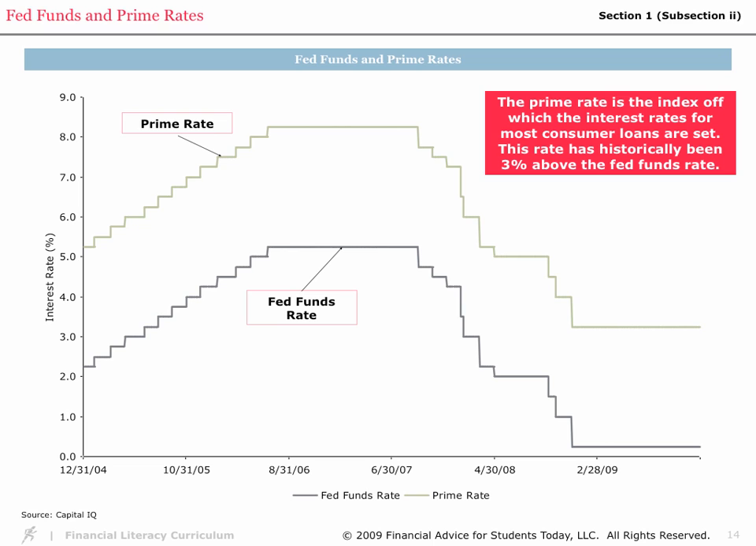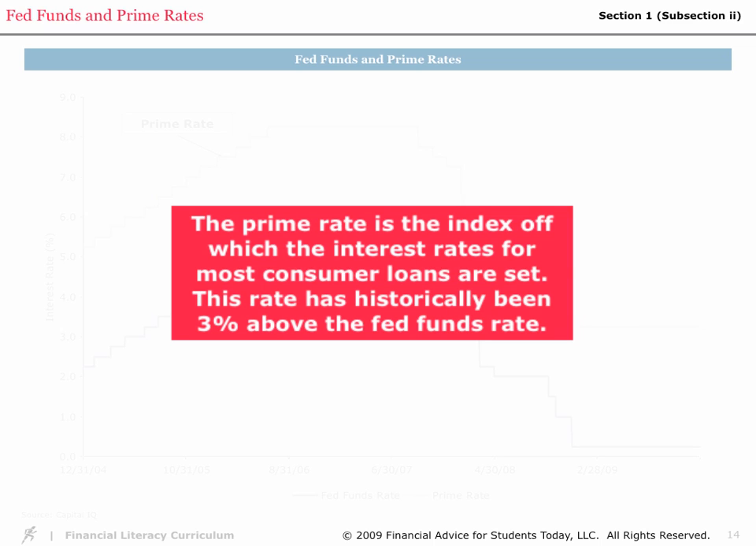Slide 14 shows a graph of the prime rate and Fed funds rate since 2005. This chart demonstrates how direct of an impact the Federal Reserve has on the cost of borrowing. The prime rate, which is the rate most consumer loans are based off of, has historically been 3% above the Fed funds rate.